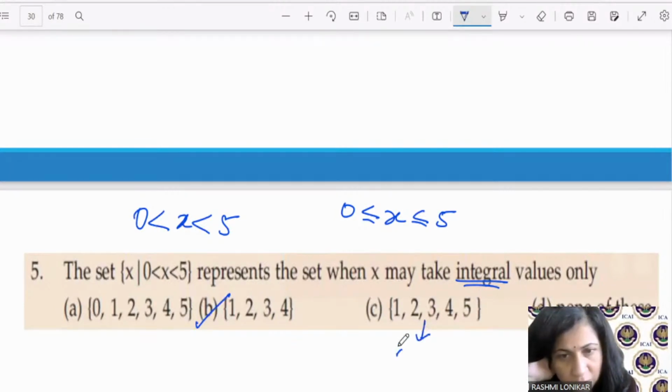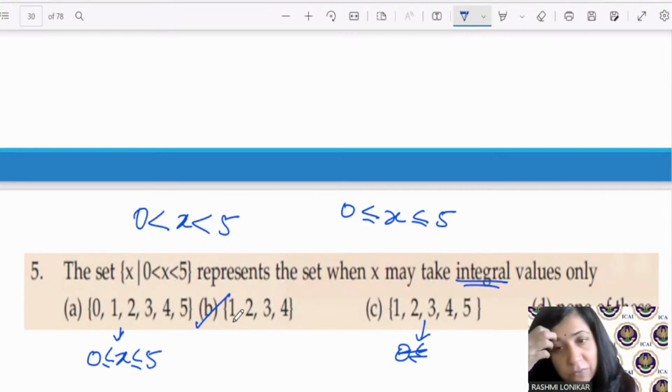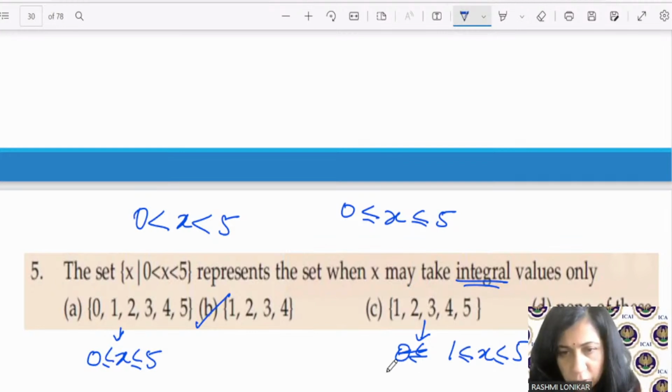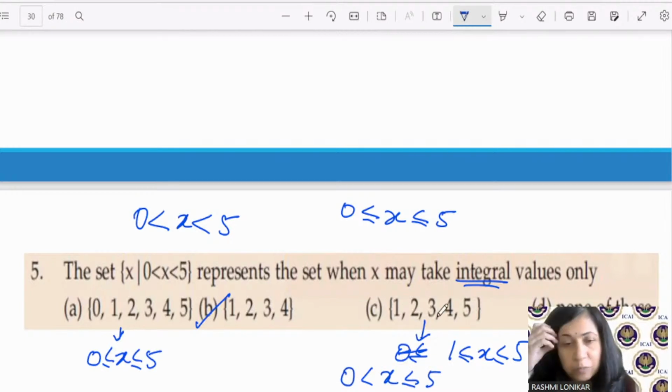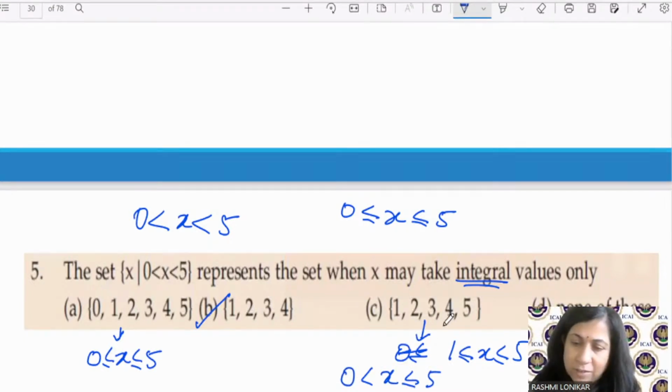This is not even this. This is 0 less than or equal to x less than or equal to 5. Then this is the condition. Here this is 0 less than x less than 5. What will this be? 1 less than or equal to x less than or equal to 5. Or you can have x greater than 0 and less than or equal to 5. This is the way you have to write it.